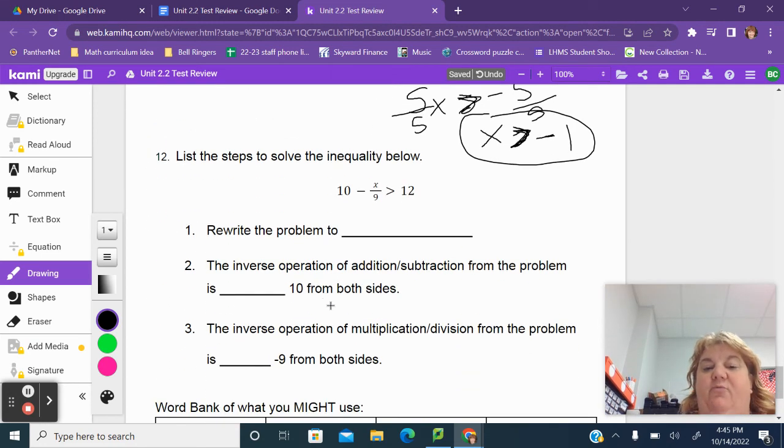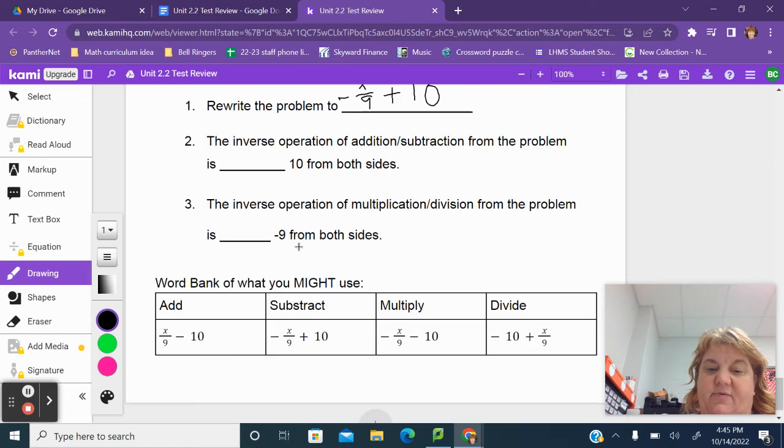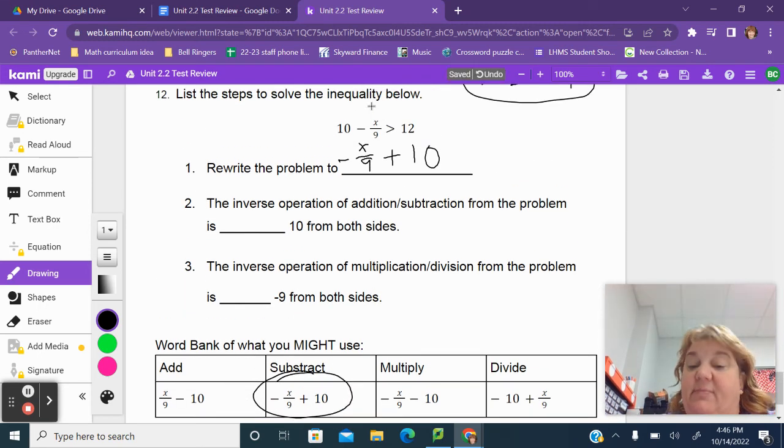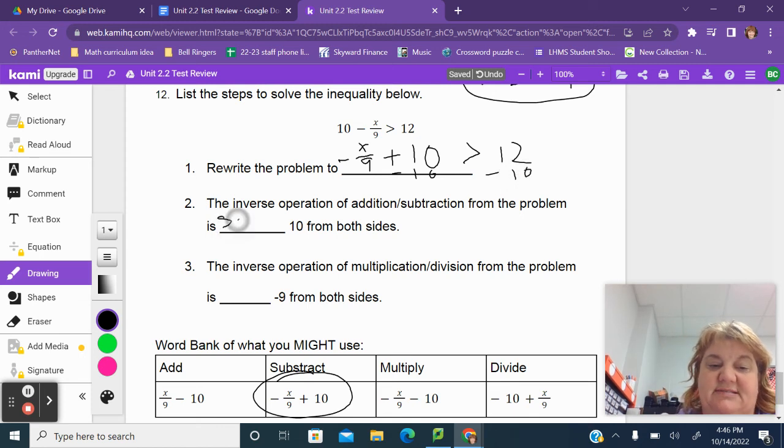Last step. Okay, rewrite the problem. Put the x in the front. There we go. That's how I would rewrite the problem. So that would be, if I was doing drag and drop, it would be this one right here. Okay. Now I'm going to solve the problem. See, I'm going to solve it. So I would subtract 10 from each side.